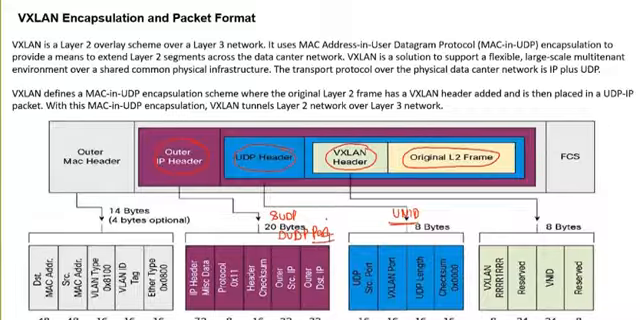So suppose a PC or a server sends traffic, it will contain its source UDP port and to which destination port it is going. The outer IP packet has your source VTEP IP and the destination VTEP IP.